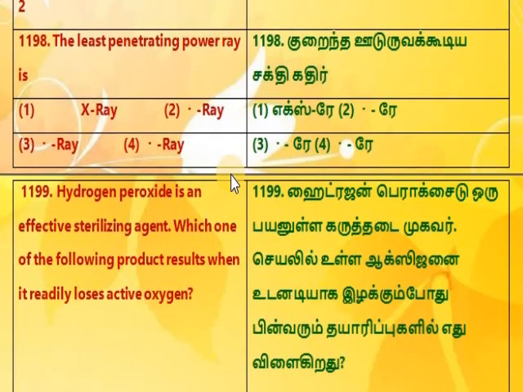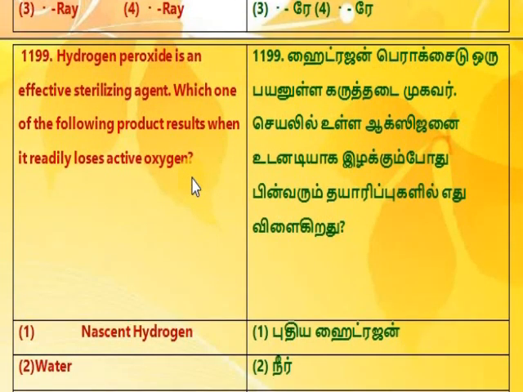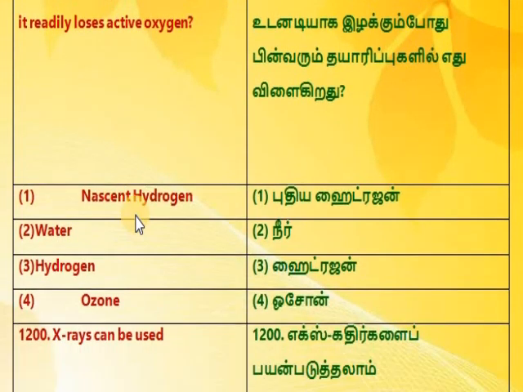1198. The least penetrating power ray is: 1. X-ray, 2. Alpha ray, 3. Beta ray, 4. Gamma ray. 1199. Hydrogen peroxide is an effective sterilizing agent. Which one of the following products results when it readily loses active oxygen? 1. Nascent hydrogen, 2. Water, 3. Hydrogen, 4. Ozone.